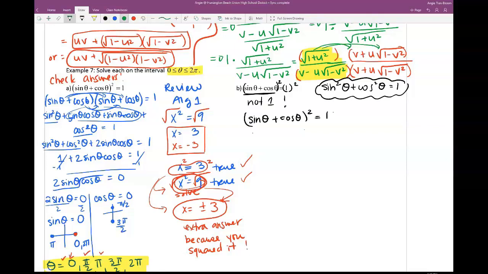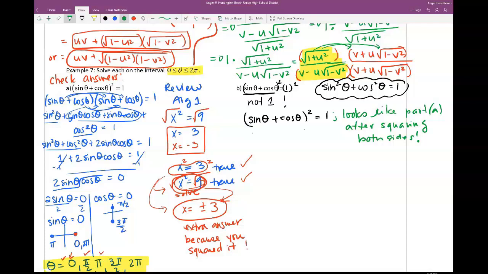Wow. Doesn't that look like part A after squaring both sides? Yes, it does. So let's start solving. Well, if it looks like part A, couldn't I just use the same answer as part A? Yes, you can. You can have the same solutions at the bottom like part A.